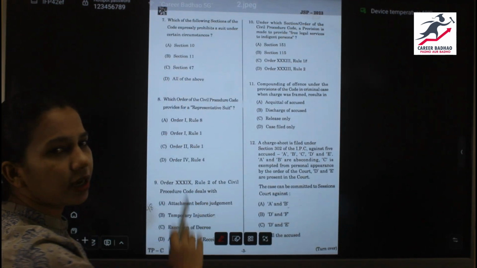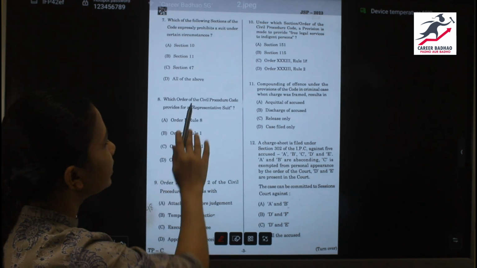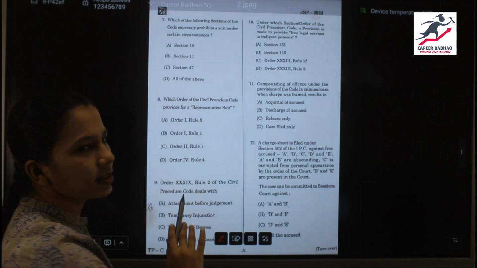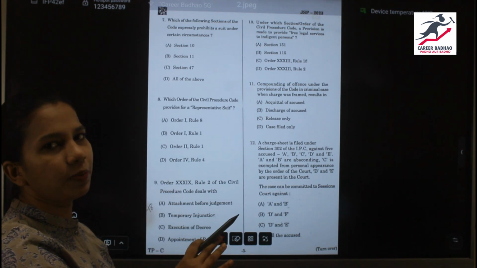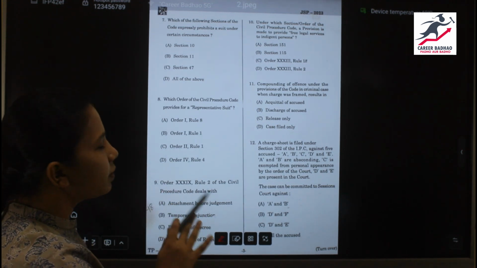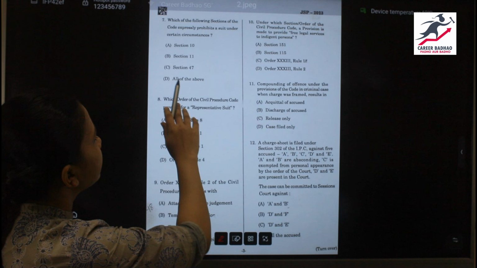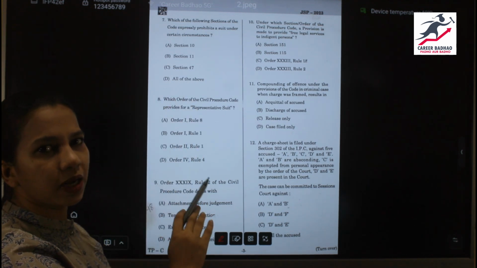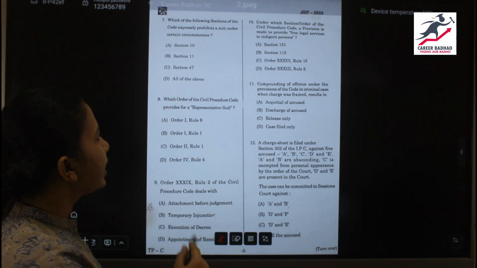Option number B, section 11 deals with res judicata, that is bar of suit. Section 10 doesn't exactly prohibit or put a bar on the suit, but it puts a bar on the trial of a suit. And section 47 deals with questions to be determined by an executing court.